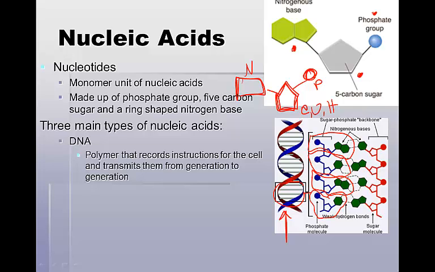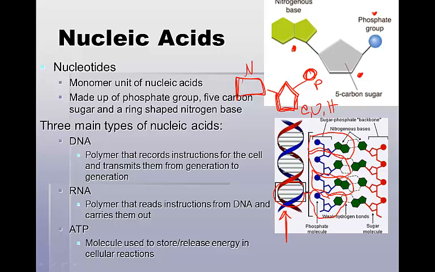form the polymers. Two other types of nucleic acids that we'll talk about this year that I want you to write down as nucleic acid polymers are RNA and ATP. RNA looks just like that DNA picture right there, and it helps carry out the instructions of DNA. So there's another function of a nucleic acid for you.